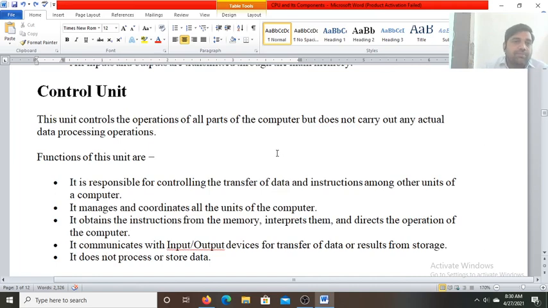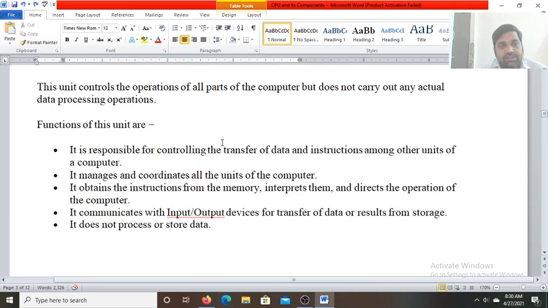Control unit. This unit controls the operation of all parts of the computer but does not carry out any actual data processing operation. It controls all the operations but it does not do any actual data processing. All the data processing is done in the arithmetic and logic unit.